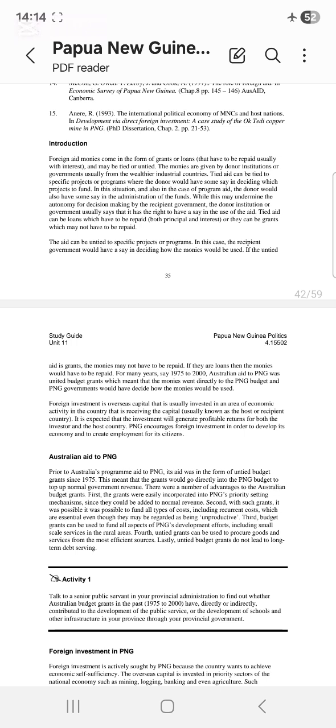For many instances, say 1975 to year 2000, Australian aid to PNG was untied budget grants, which meant that the monies went directly to the PNG budget, and the government would have decided how the money would be used. All right.